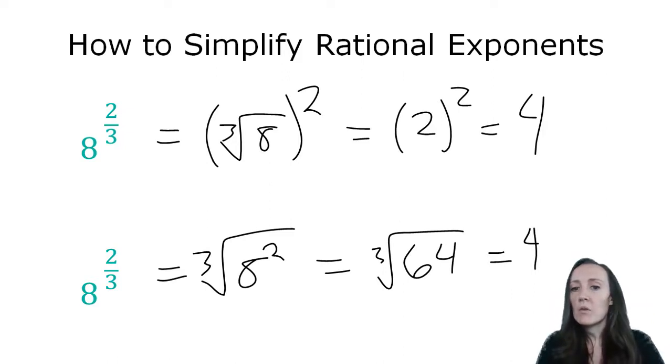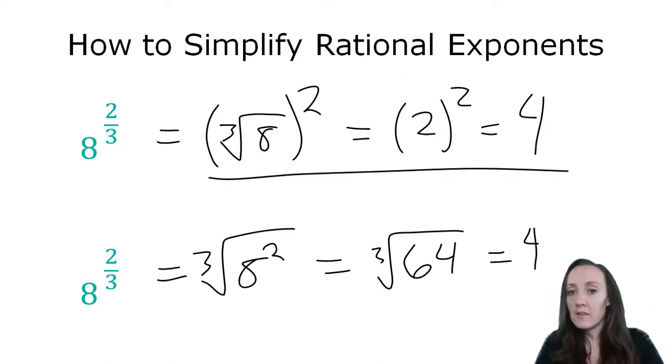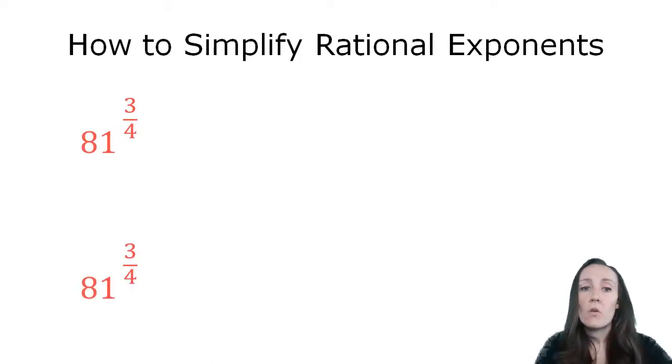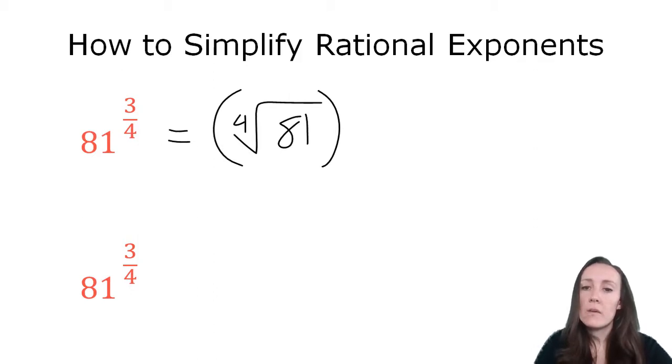But I usually like doing it this first way because I think it's easier to take cube roots or square roots of smaller numbers versus bigger numbers. And you could even do this if you have like a 4th root. So in this problem, you would have to say, I'm going to take the 4th root of 81 and then cube it.